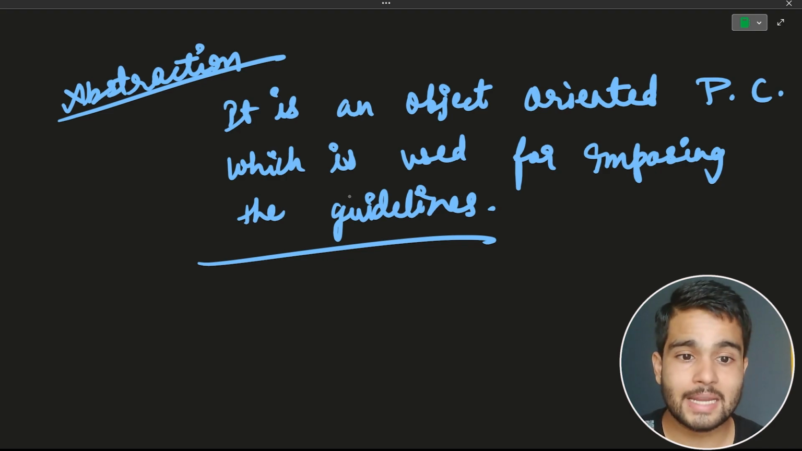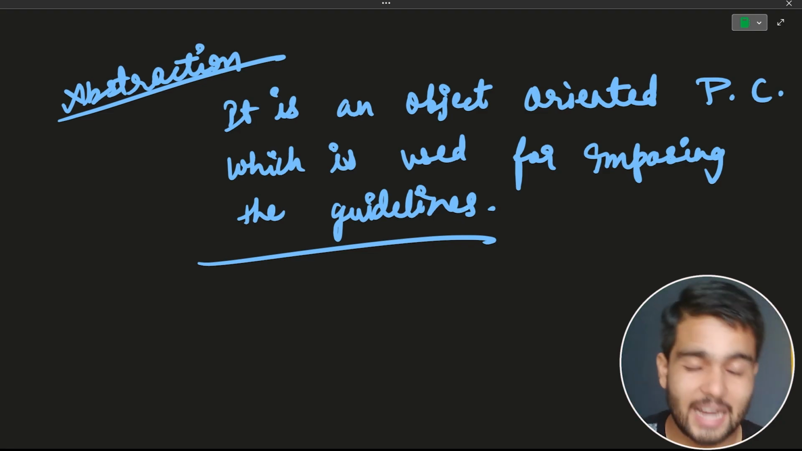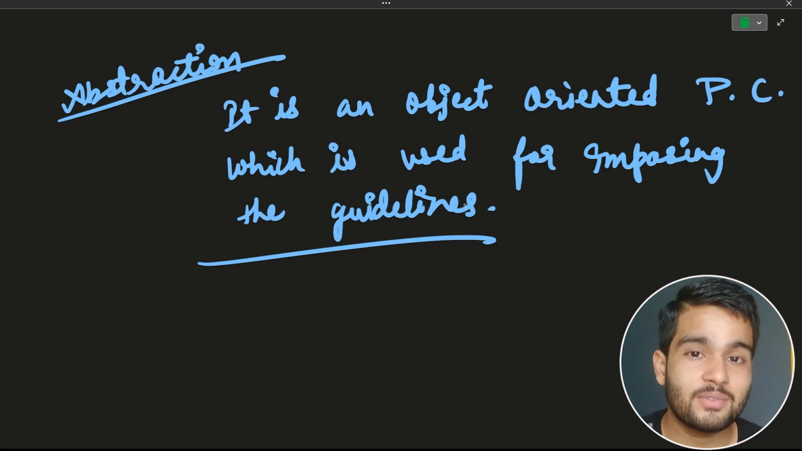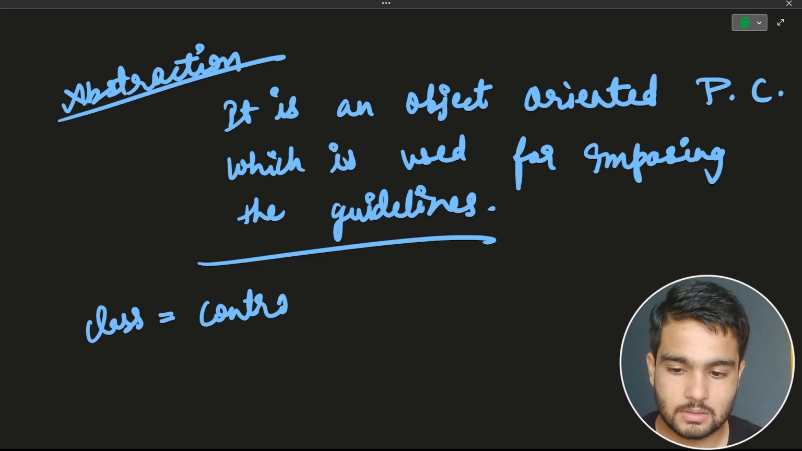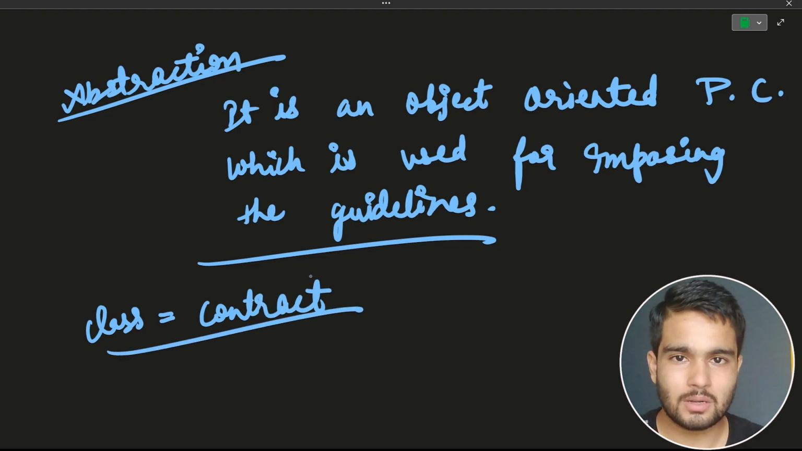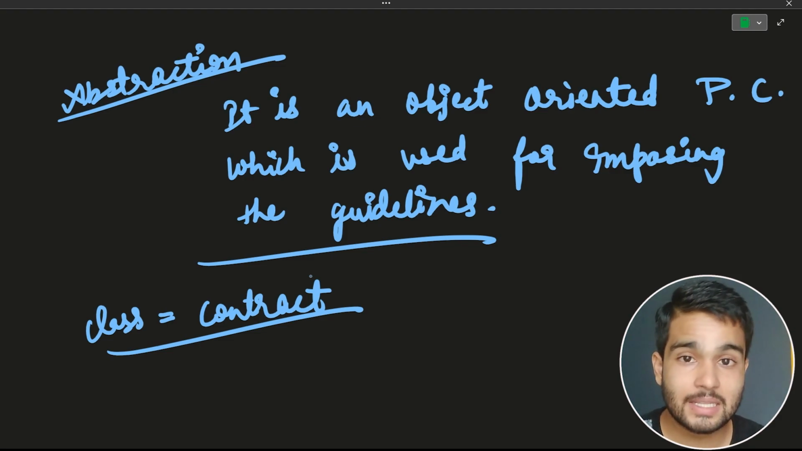For implementing abstraction in Solidity, we must know abstract classes. Now, what is an abstract class? Sorry, abstract contract. I'm very sorry about it. Let me write it here: class is equal to contract. A class is not the same as a contract, but if I say class in this session, please try to understand it as contract.